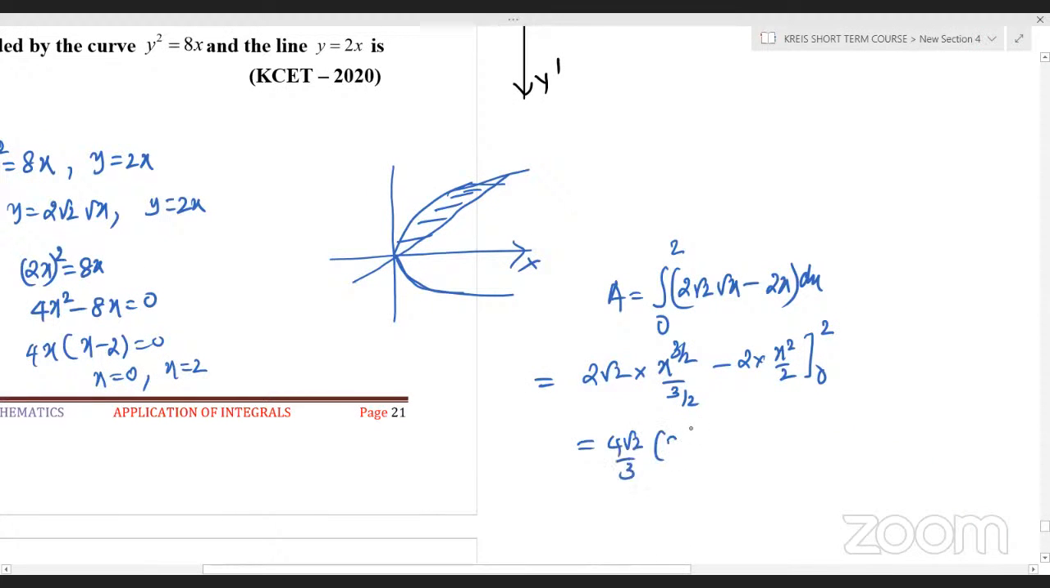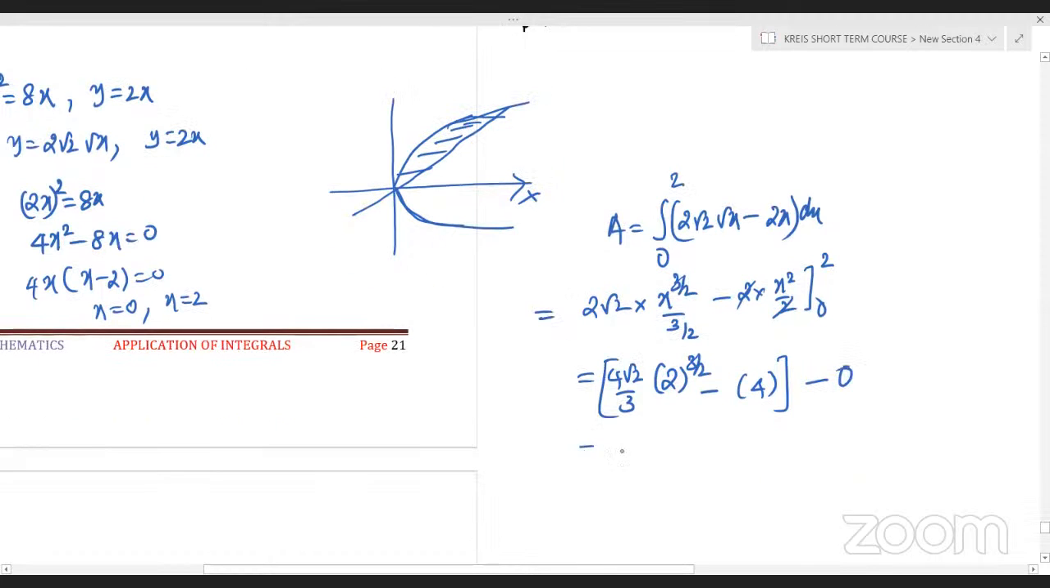At the upper limit, it is 2 to the power 3 by 2. So 2 gets cancelled. You get 2 squared, it is going to be 4. And at the lower limit, both contain x terms, so it is going to be 0. It is 4 into root 2 into 2 to the power 3 by 2, which is nothing but 2 root 2, divided by 3 minus 4. So 4 into 2, 8 into 2. So it is 32 divided by 3 minus 4 you get.